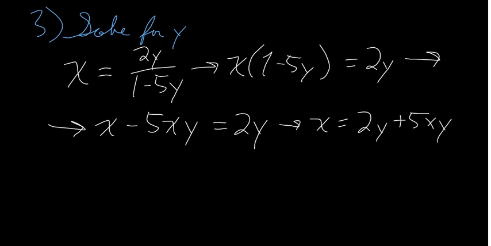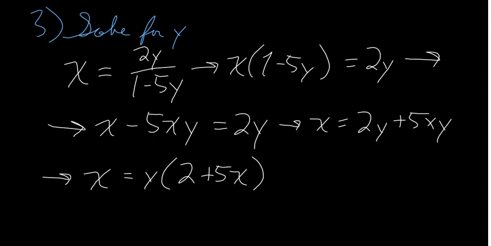All right, this is where a little bit of cleverness comes into play. Notice how in both these terms we have a y. So what can we do here? Well, we're going to take a step back all the way to the first couple weeks of this course, and we're going to factor a y out. So by factoring a y out, x is equal to y times 2 plus 5x.